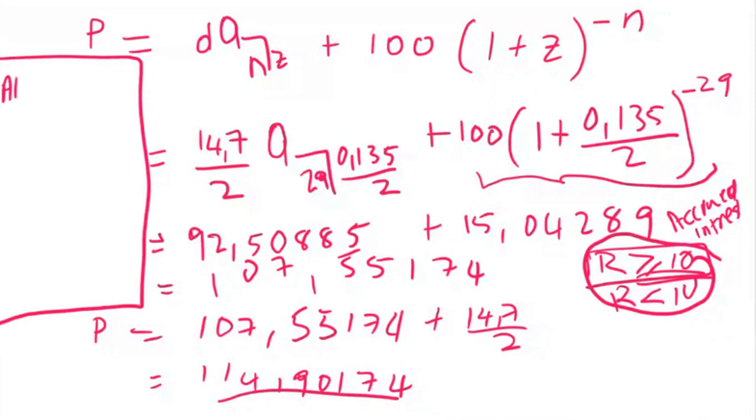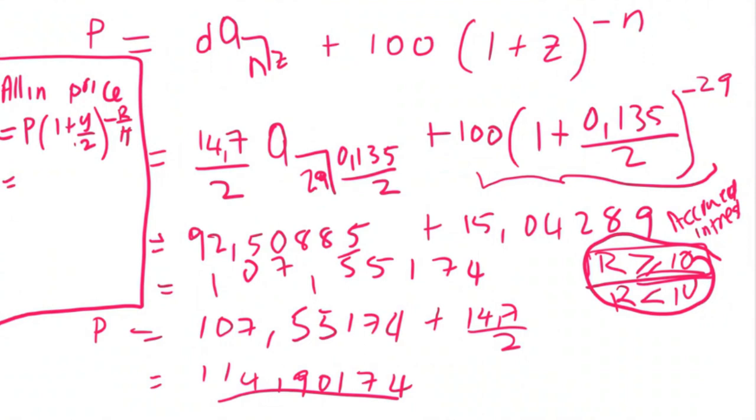So now the all-in price. Remember the formula for the all-in price. The formula for the all-in price is equal to P times (1 plus Y over 2) to the power minus R over H, okay?